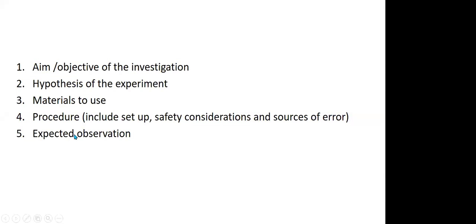Now, expected observation I wrote here was simply because if you are doing it in an exam, then you would write the expected observation, because you're not actually carrying out the experiment, you're just saying what would be expected. But if you're doing an actual experiment in class, then you write what you have seen, okay? You write what you have seen, and then from what you have seen, you can find a way of explaining it.